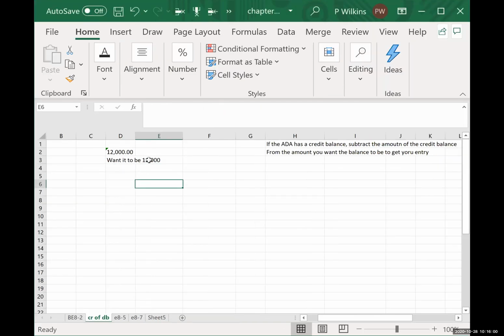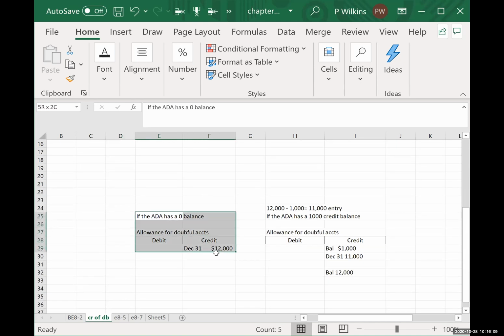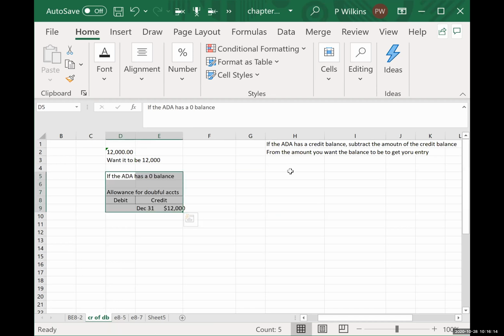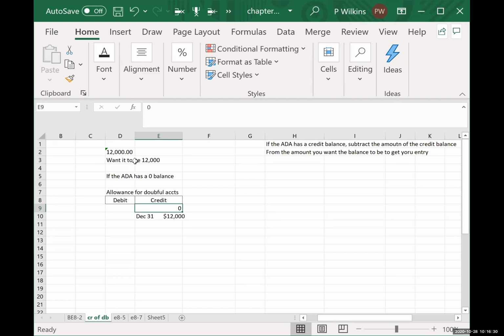The only time your entry is going to be exactly what you want the balance to be is when the balance in allowance for doubtful accounts starts at zero. So I'm going to show you an example here, okay? In the problem we just looked at, the allowance for doubtful accounts had a beginning balance of zero. This is the allowance for doubtful accounts. There's nothing there in the credit side, right? So what we want the balance to be is $12,000.